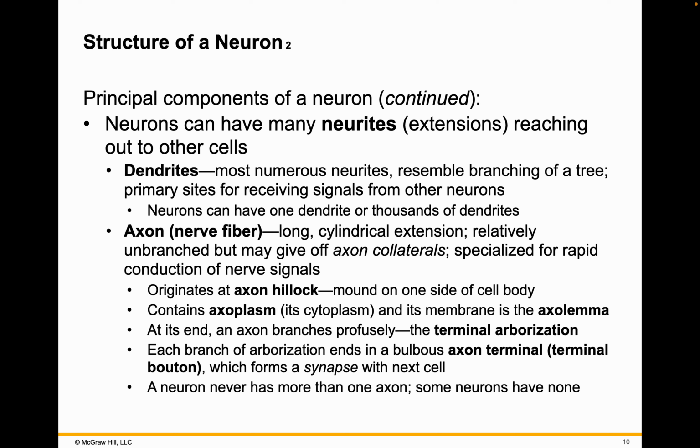At its end, the axon does branch profusely, so even though they only have one axon, that one axon makes contact with potentially many target cells. Each branch of arborization ends in a bulbous axon terminal, which forms a synapse with the next cell that we'll get into. A neuron never has more than one axon, but some neurons actually do not have any axons.